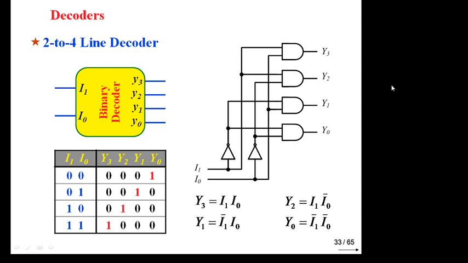So a decoder has only AND gates. This is not in SOP or POS form, it just gives the product terms. This and this and this. This is only an AND term.